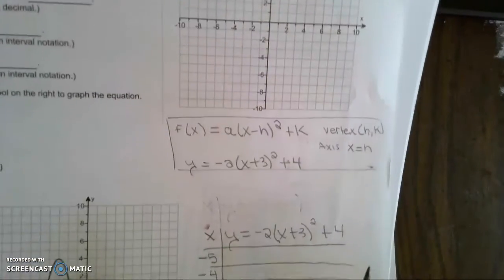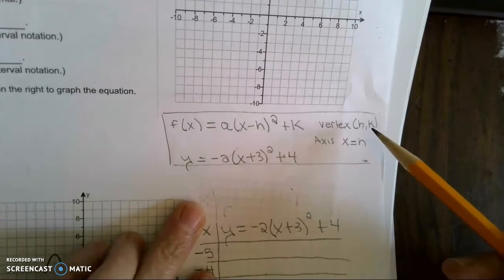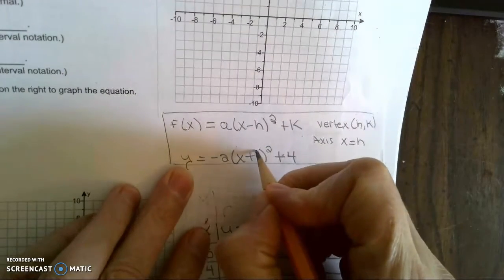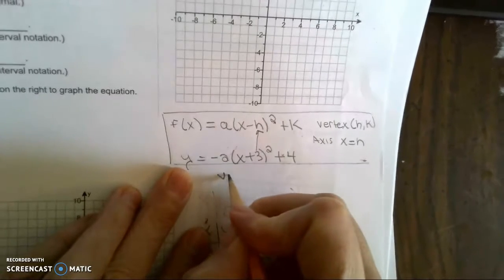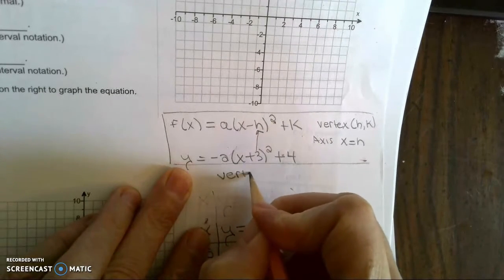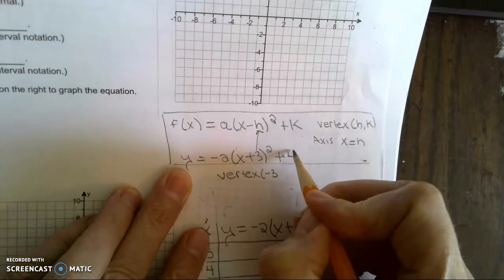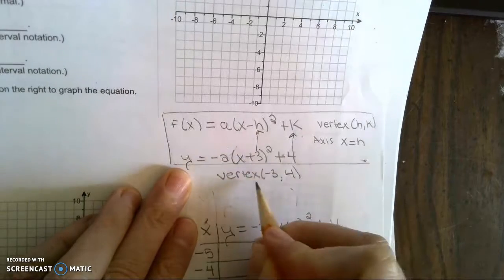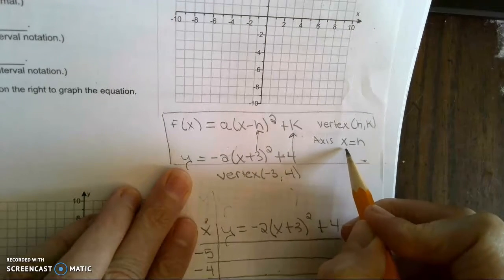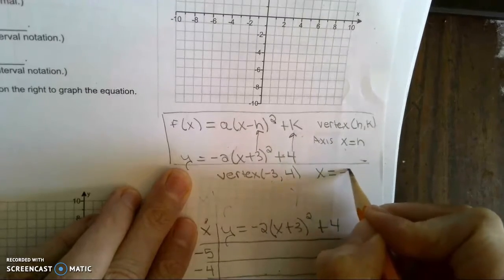Okay, so the first thing I want to do is identify the vertex. So I want to identify h and k. So this is my h. So my h is -3. And I want to find my k. My k is 4. Okay, so that's the first thing, the vertex. The axis of symmetry is x equals -3. Okay, so let's answer that part first.